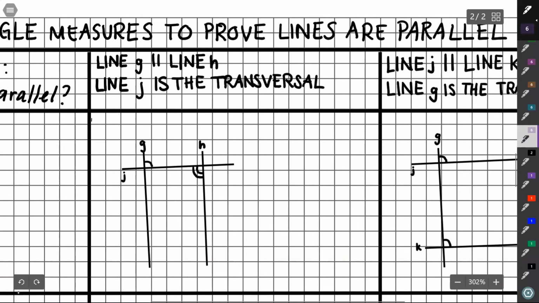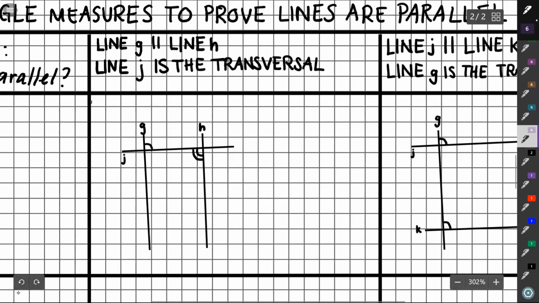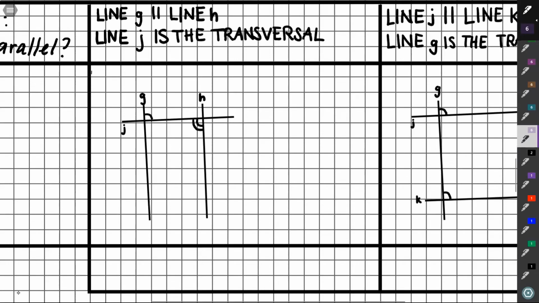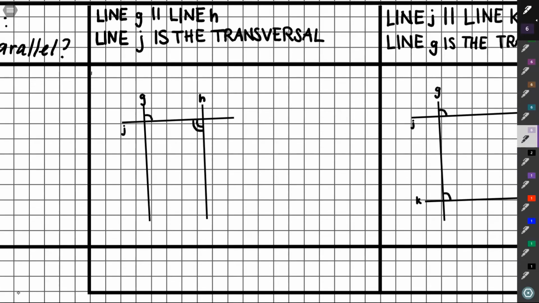Alright, so that's what I went ahead and I did here. So in this example, I said that line G might be parallel to line H, and line J would be my transversal. All right, so let's label that. This is my transversal. All right, so now if that's my transversal, I have to identify the relationship between these two angles.